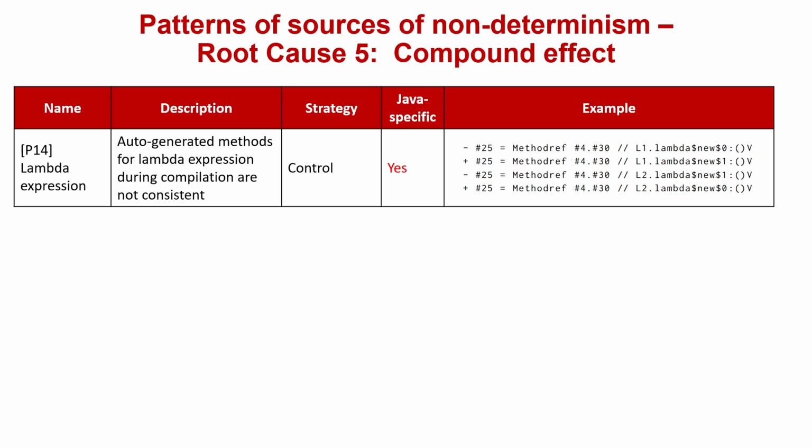The last root cause is due to multiple reasons. This pattern occurs where there are multiple lambda expressions in the source code. When compiling with lower versions of JDK in a multi-threaded setting, the ID of the same lambda expression may be assigned in a different way. As shown here, the IDs of lambda expressions of the two files are different when the two files are compiled in different order. And the solution is to upgrade JDK.